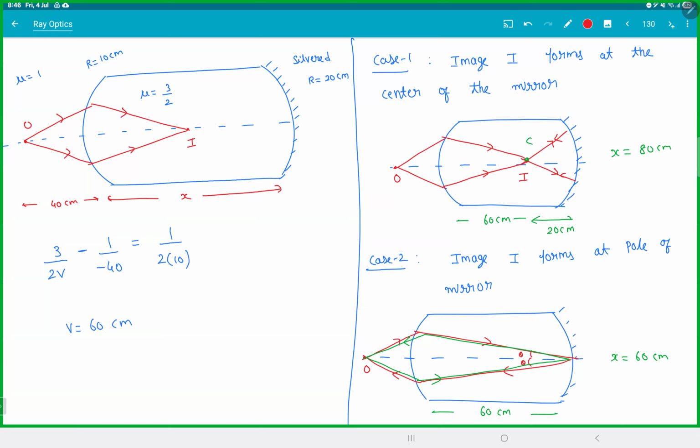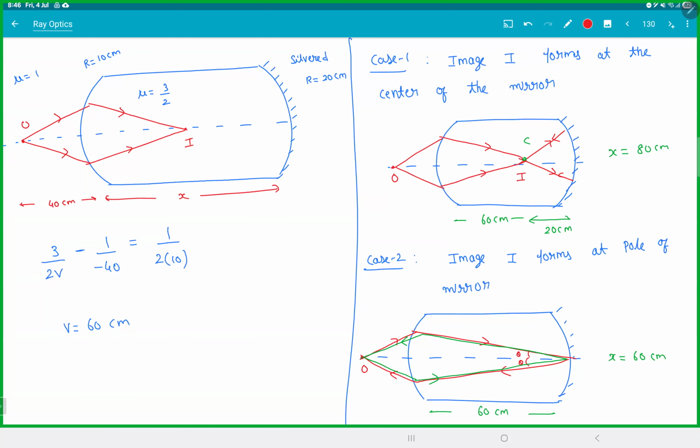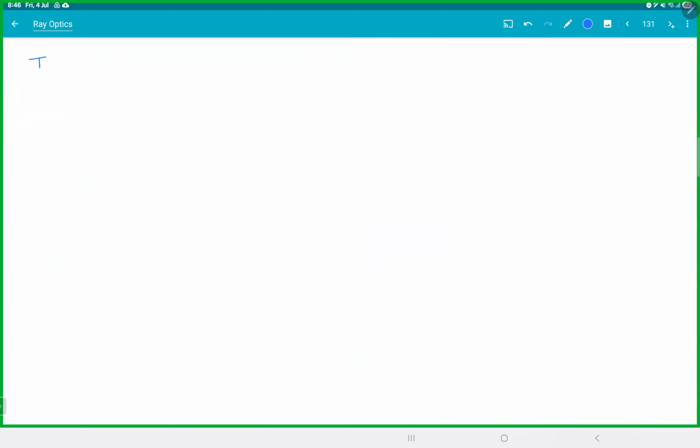So that's a bit about refraction on curved surface. As such, there's not really too much on this, but quite an important formula. The next thing is thin lenses. So thin lenses is nothing but a special case of refraction on curved surface. So what is a thin lens? A lens is made of a transparent material with at least one curved surface.